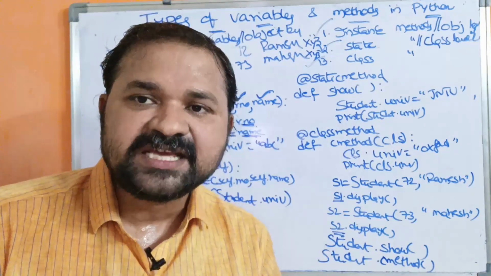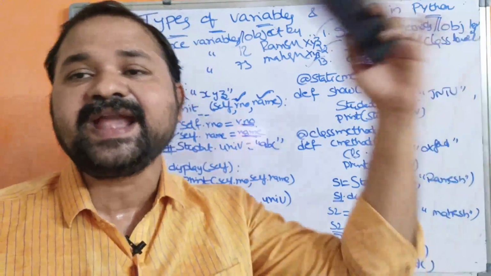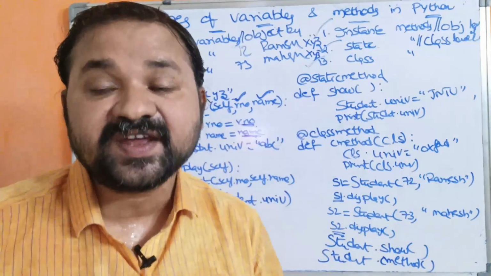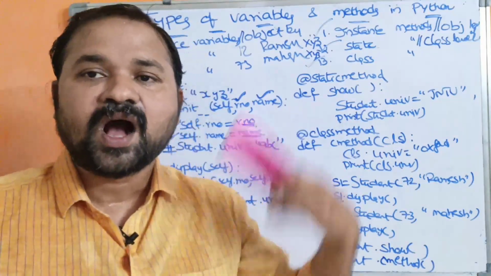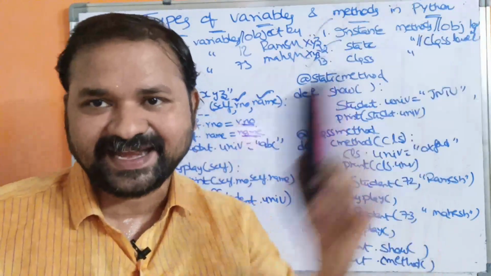Instance method is mainly useful in order to perform operations on instance variables and static variables. How to call the instance method? By using object dot method name.